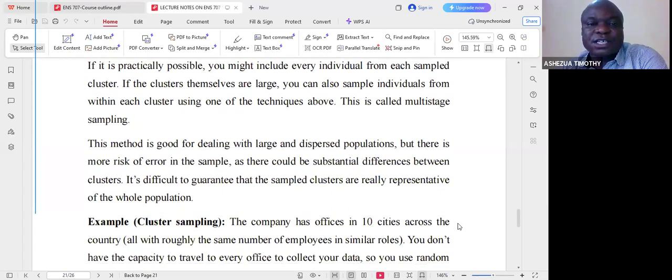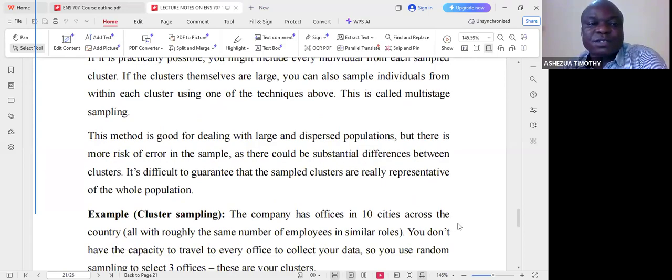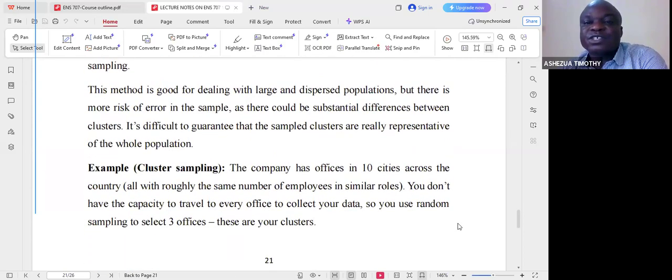And as an example of cluster sampling, the company has offices in 10 cities across the country; employees in similar roles collect your data. So these are your clusters, and interpret the data so that the end users can make meaning out of your analysis.